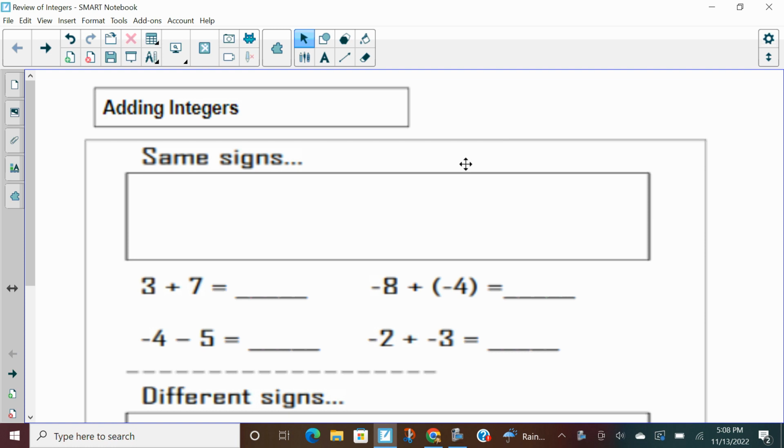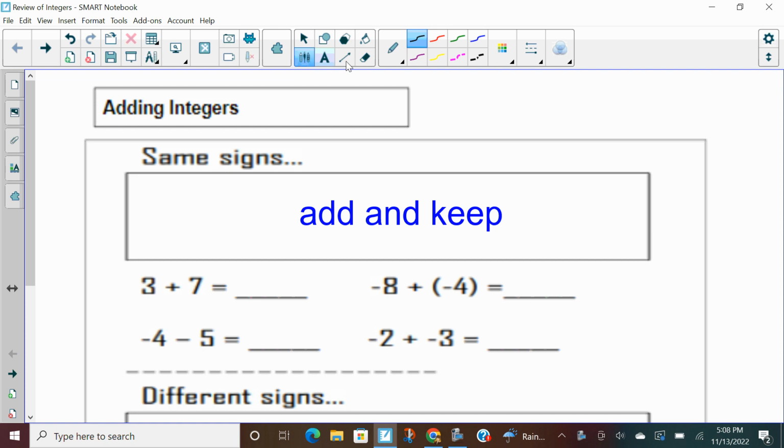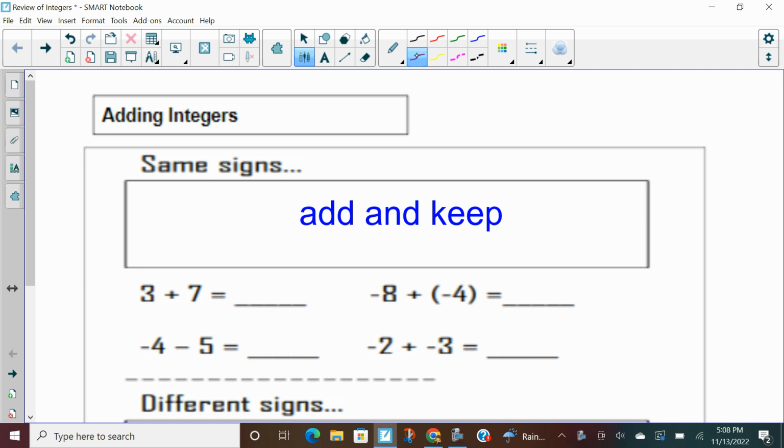Either the integers have the same signs or they have different signs. So if they have the same signs, we add and keep. So for example, 3 plus 7 is going to give us 10. Negative 8 plus negative 4: 8 plus 4 is 12, so it's going to give us negative 12.